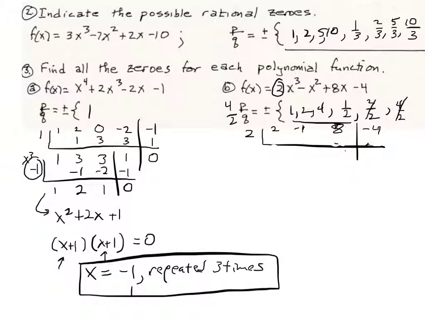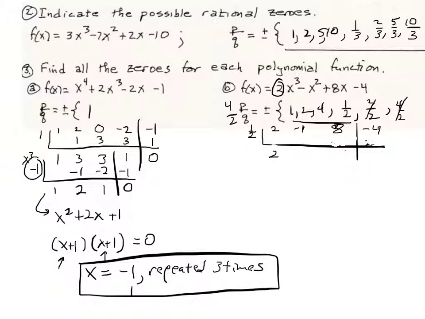So we'll try negative 2. Hopefully we don't have to go through the entire list. Bring down the 2. 2 times negative 2 makes negative 4. That makes negative 5. That makes positive 10. That makes 18. That makes negative 36. Oh my goodness. Alright. Well, I'm going to just continue on here. Let's see. Why don't we try 1/2? See how that goes.